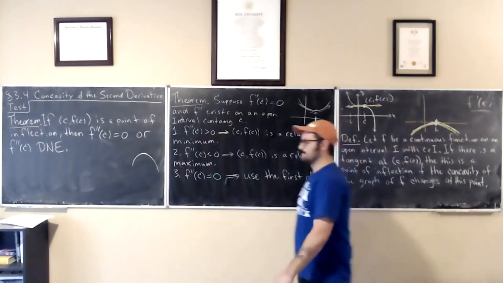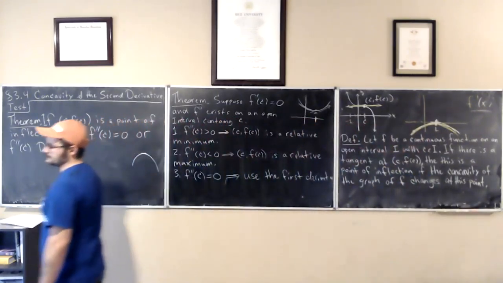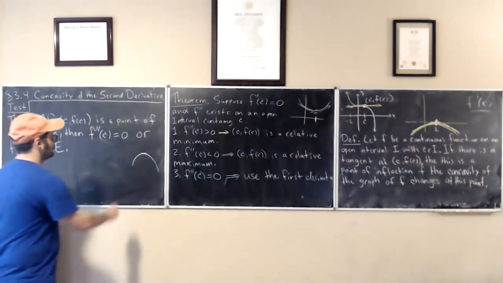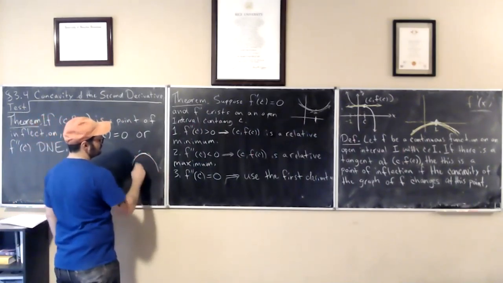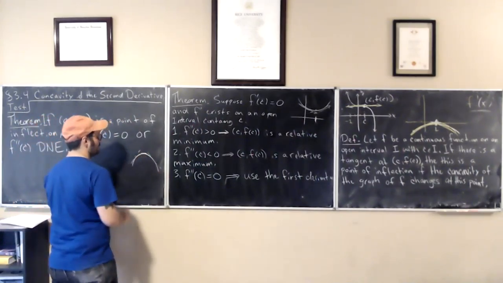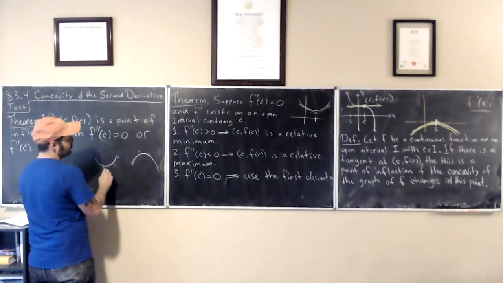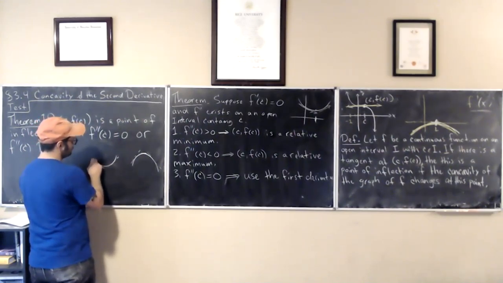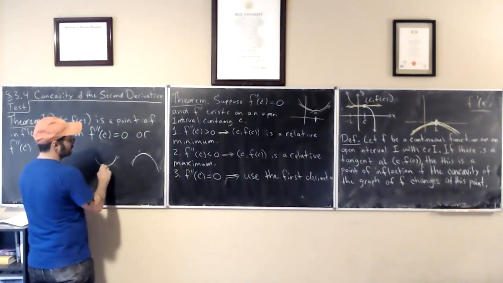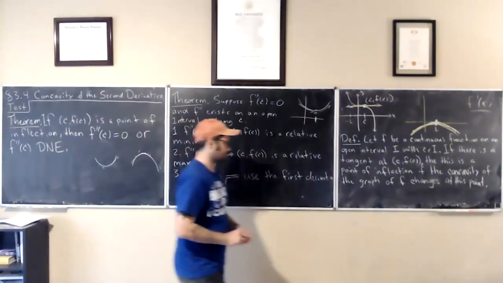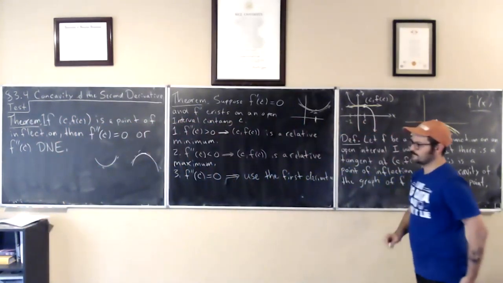In other words, if the first derivative changes from increasing to decreasing, then we know it's a relative max. If the first derivative goes from decreasing to increasing, then we're at a relative minimum. Okay.